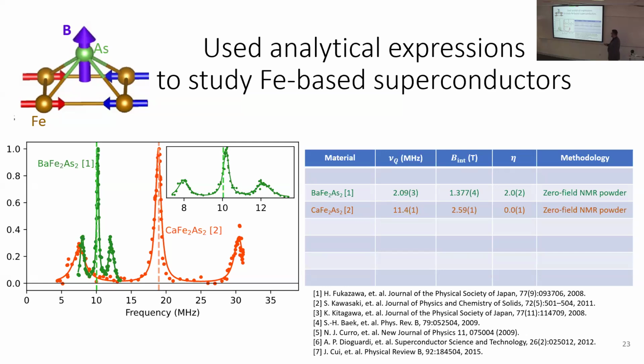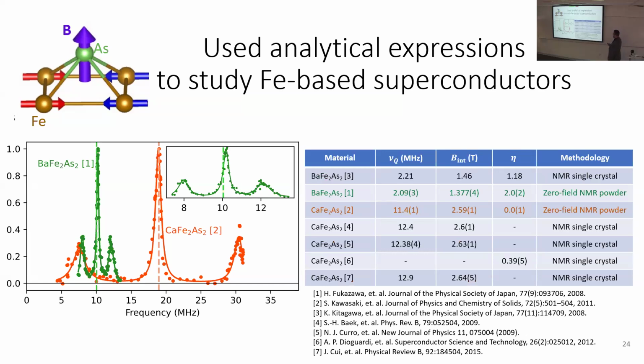The key thing to remember here is that this was done at 0 field, no external magnetic field. It was only internally produced, and this was done for a powder sample. You don't need a single crystal to do this type of spectroscopy. However, people still do that. And so these other data points here represent data from literature where they used a single crystal and they also used an external magnetic field.